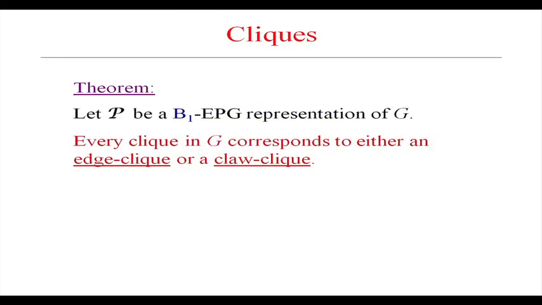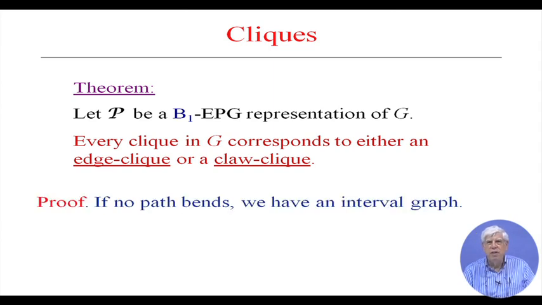And we have a wonderful theorem that says that if P is a B1 representation of a graph, then every clique of the graph corresponds to either an edge clique or a claw clique. There are only two kinds of cliques. And here's a short proof of that.